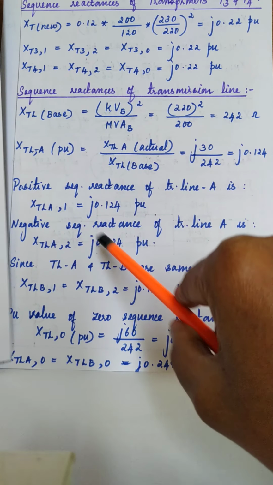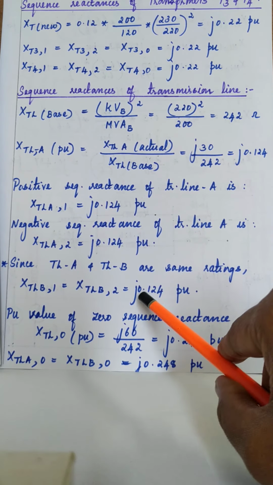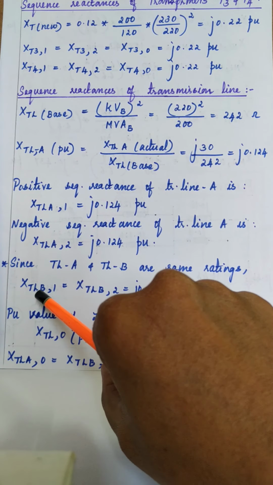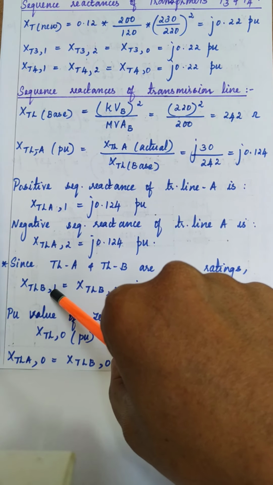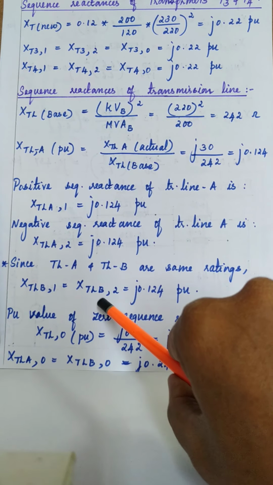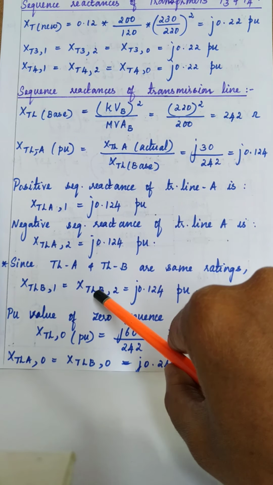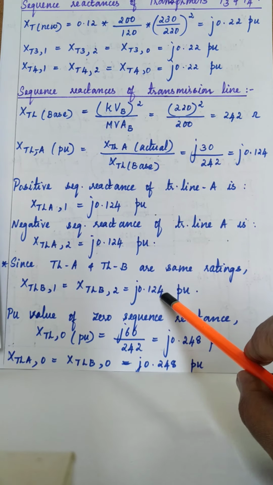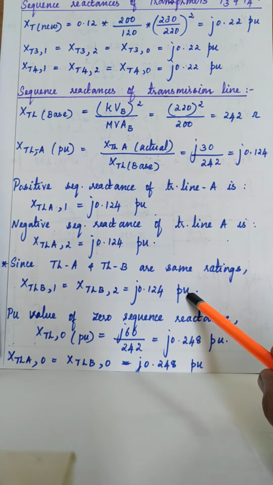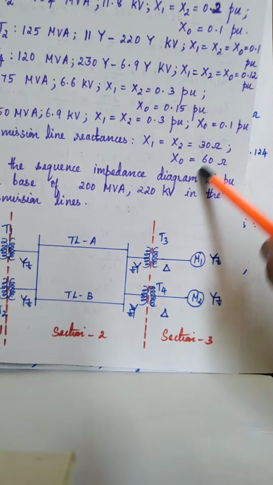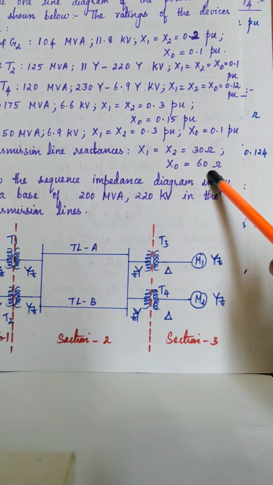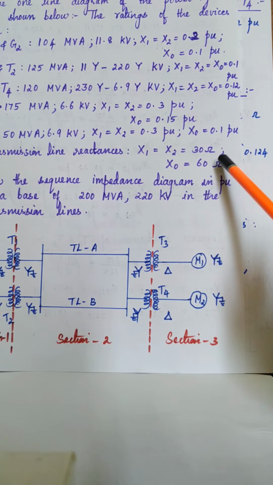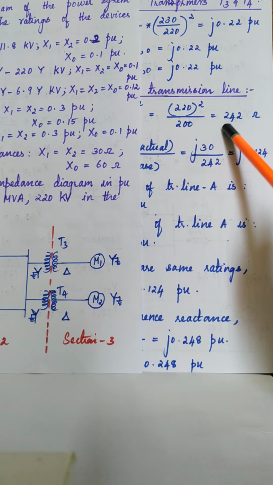Okay. And since both the transmission lines are having the same reactances, we take the same values for the transmission line B also. The positive sequence reactance of transmission line B is equal to negative sequence reactance of transmission line B, which is equal to j0.124 per unit. Okay. But the transmission line has got a different value for the zero sequence reactance. Okay. So base value in that section we have already calculated as 242 ohm.